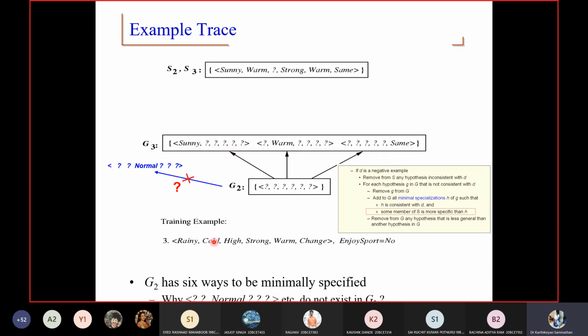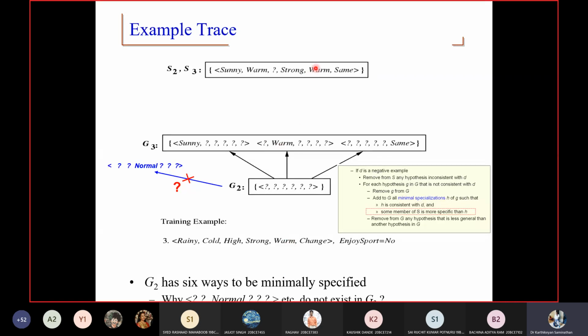Again, I am taking cold versus warm. Cold versus warm, there is a contradiction. So this is the second attribute. The first becomes a question mark, then warm will be the specific one. So the remaining is a question mark. High versus question mark, this will become a question mark, so you can leave it. Whenever it is already specific, you can leave it. Then strong versus strong, you can leave it. Again, warm versus warm, you can leave it.